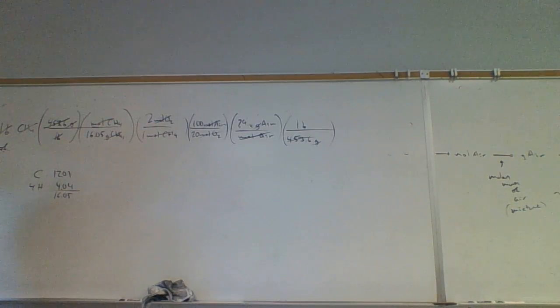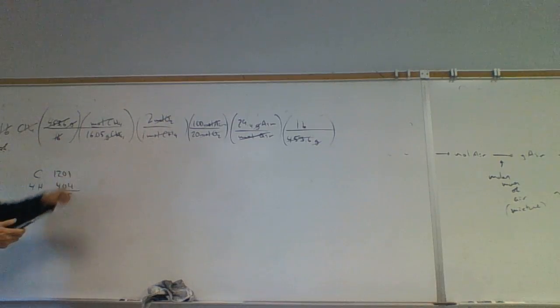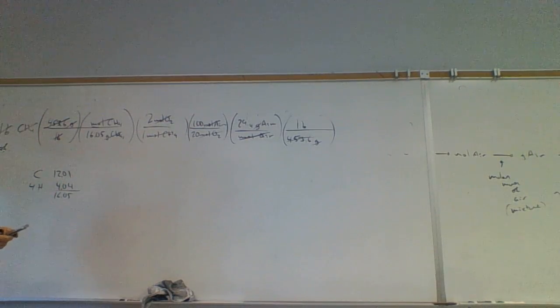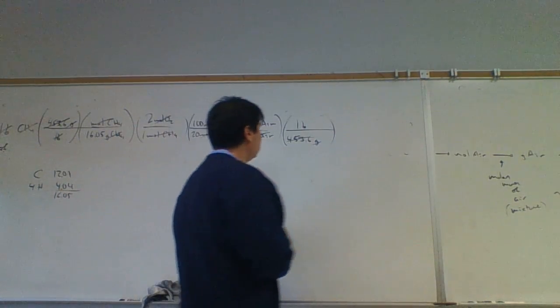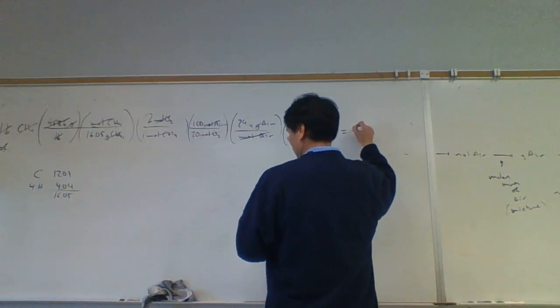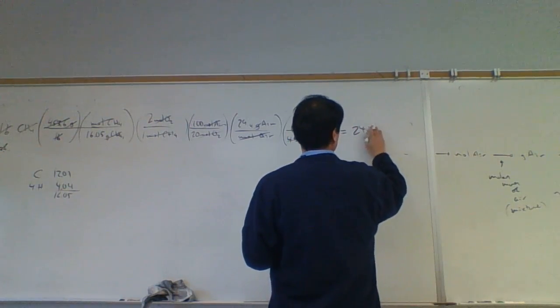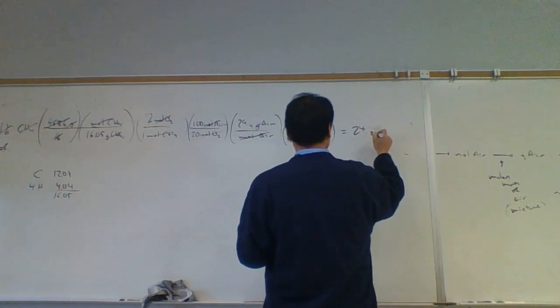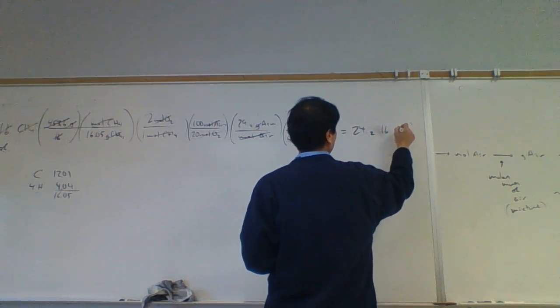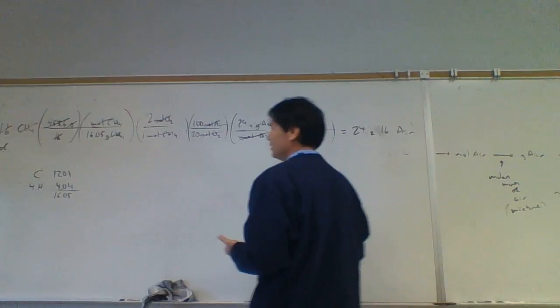I'll just go across the top: 2 times 100 times 29.4. Then I'll go across the bottoms, divided by 1605, divided by 20. I get 24.23. Actually, I'm only allowed 2 sig figs. 24.2 pounds of air. Is that right?